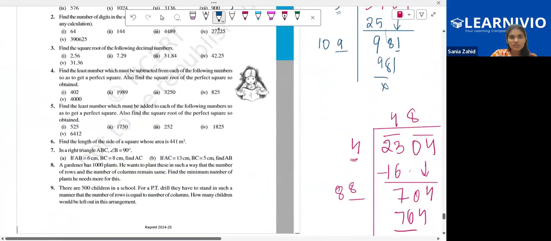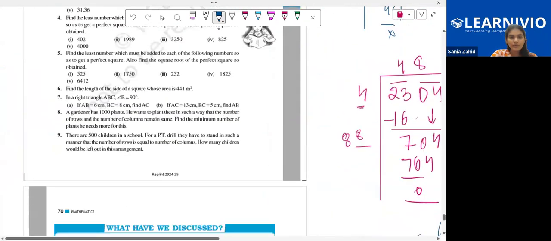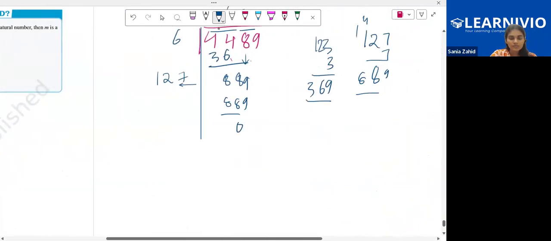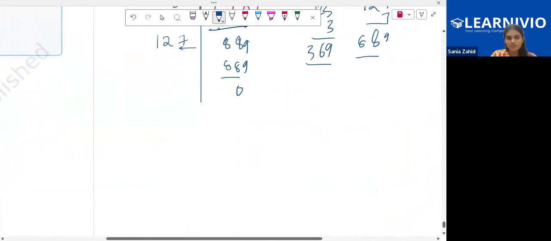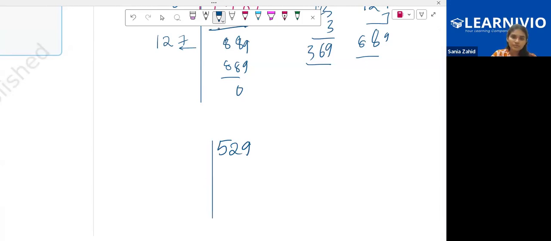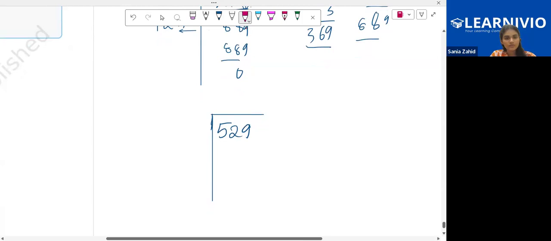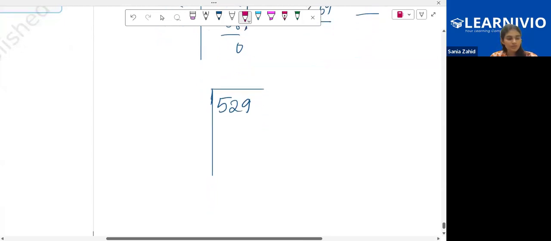Now, Rida's question we discussed yesterday only. So, Rida, you can tell me for 529. How will we do it? First of all, I'm going to make pairs. What are my pairs? 5, 2, and 9. Rida, speak a little louder. I can't hear you. 5, 2, and 9.